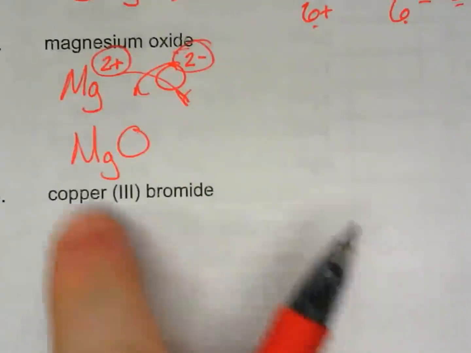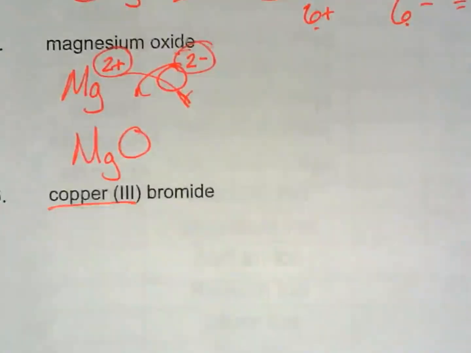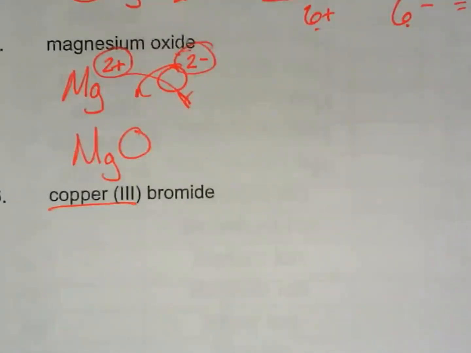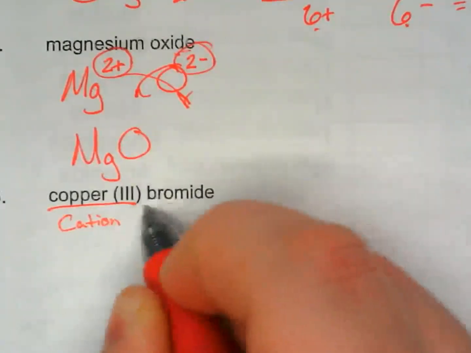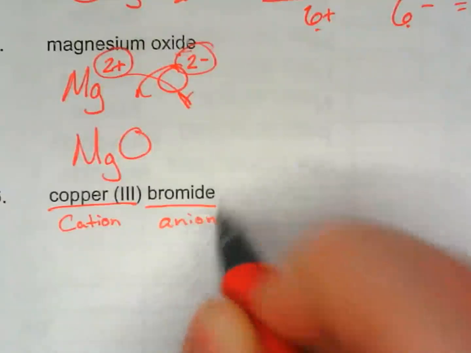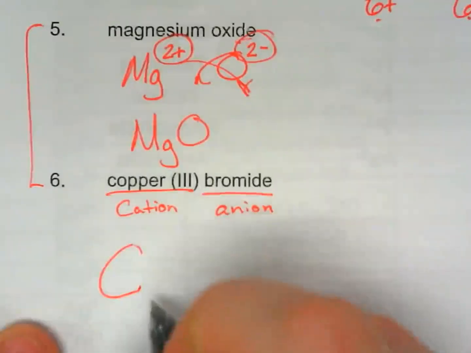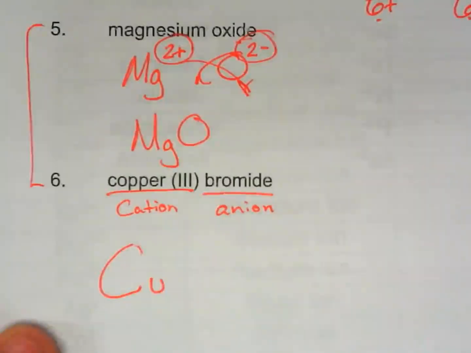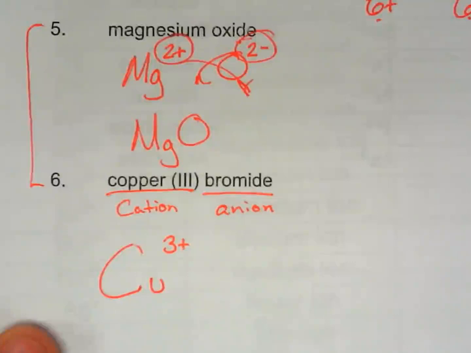Transition metals, copper 3 bromide. So remember, real quick, think back, who goes first when we're naming these ionic compounds? It's the cations, Mr. Sheeline. Yeah, the cations, that's right. So the cations go first, anions go second. Because the cations go first, that means this copper has to be positive. So the Cu for copper, and it's 3. So when it's 3, that means it's going to be 3 positive.